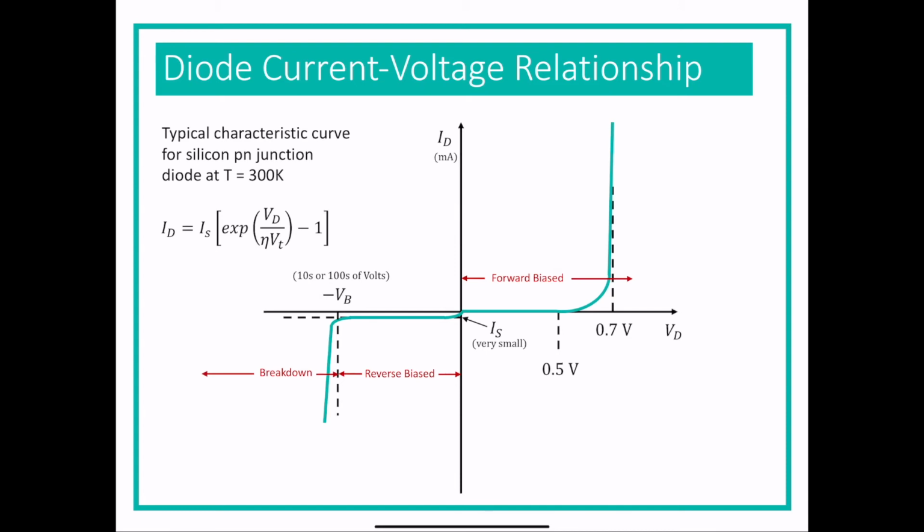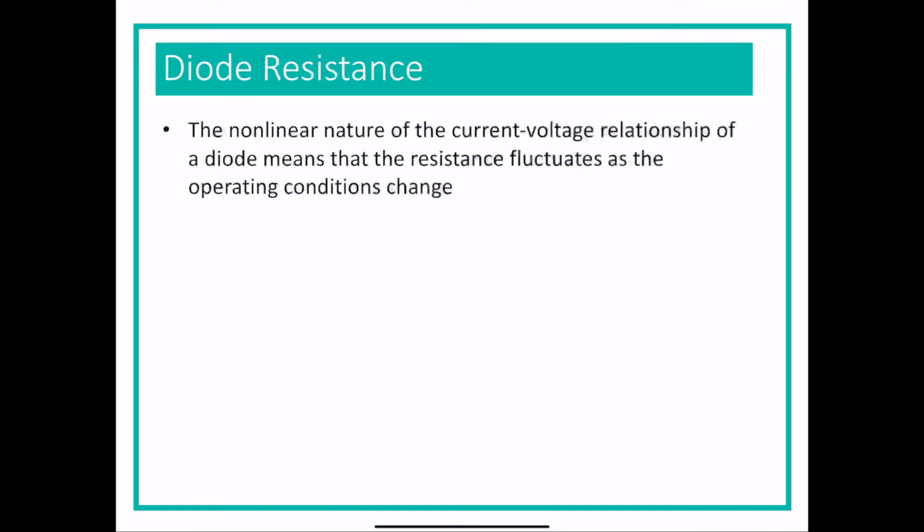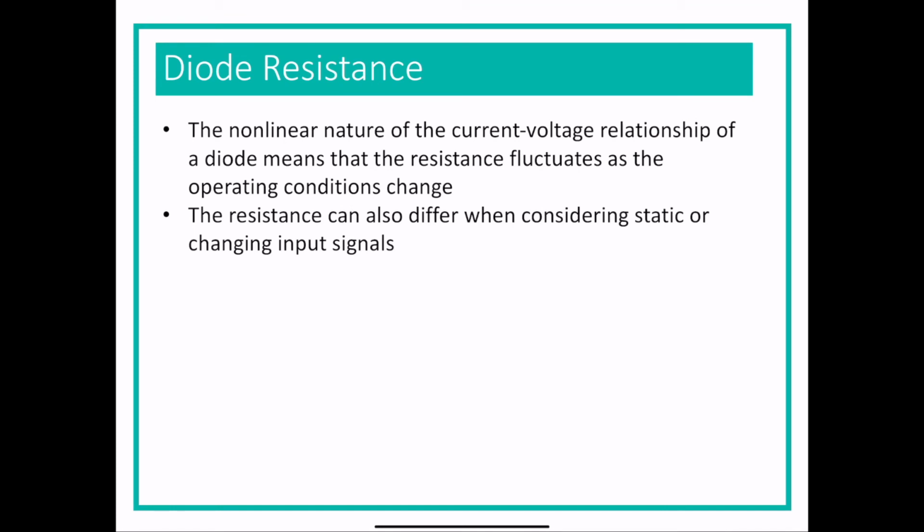As you might gather, because diodes are not linear, the resistance is going to change depending on what is going on in the circuit. As operating conditions change, if the diode is forward biased or reverse biased or partially, not quite forward biased, the resistance is going to be different. The resistance will also be different when considering static or DC signals or AC signals, which change. So both of those can be considered.